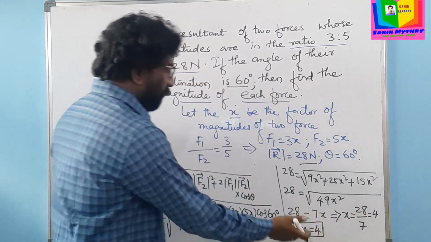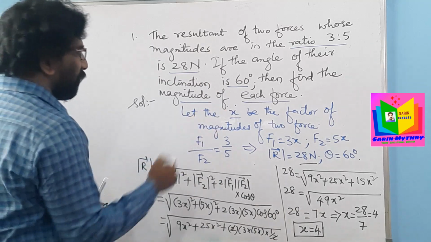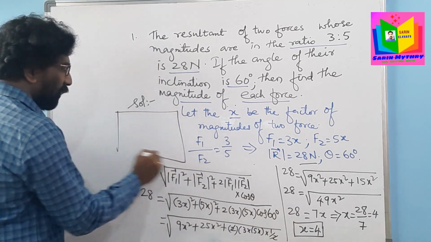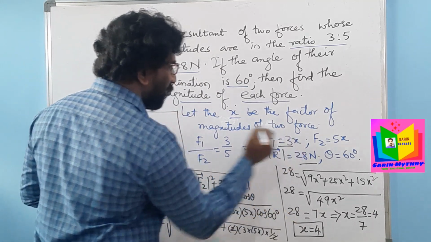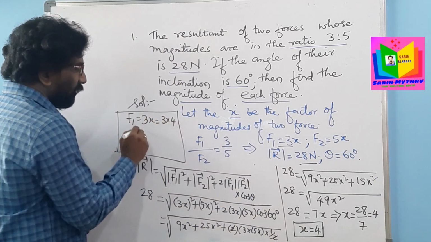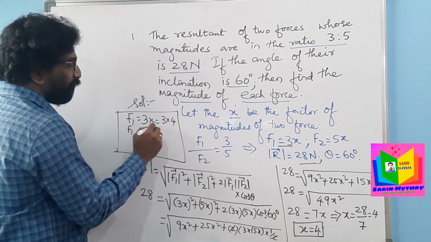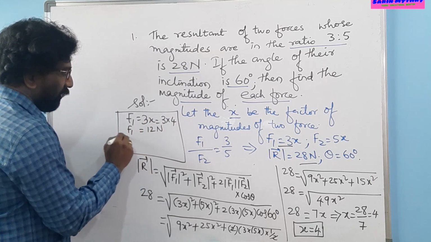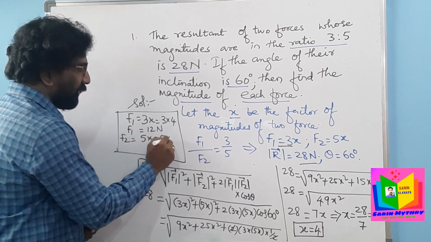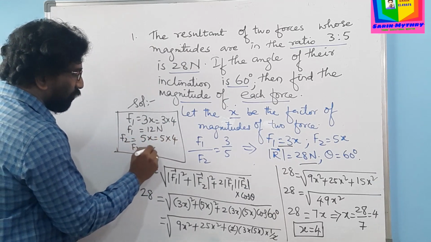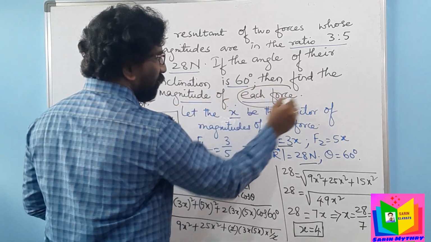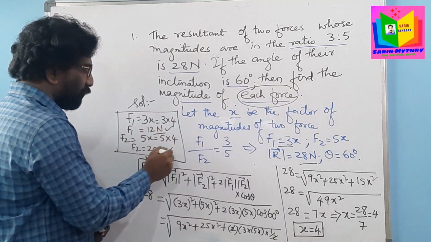Once you know this, we can easily find the value of F1. Now we have found the value of x. If x equals 4, what is F1? F1 equal to 3x, that becomes 3 into 4. Therefore F1 equal to 12 Newton. Then F2 equal to what? It is 5x, so 5 into 4. Therefore F2 equal to 20 Newton. So these two are the magnitudes of each force: F1 equal to 12 newtons and F2 equal to 20 newtons.